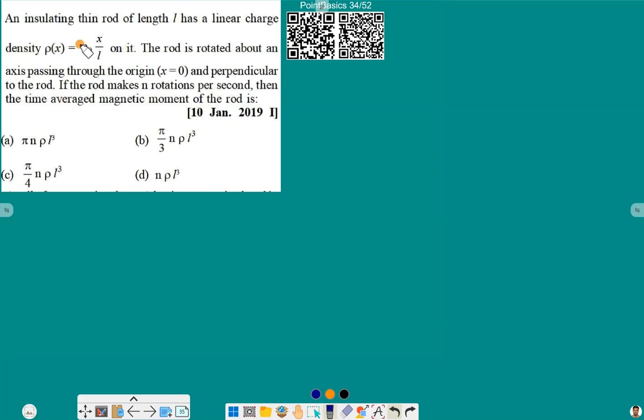An insulating thin rod of length L has a linear charge density given to it. The rod is rotating about an axis passing through the origin and perpendicular to the rod. If the rod makes n rotations per second, the average magnetic moment of the rod is. So we have to find the average magnetic moment, and as here the charge density is variable, so again we have to use the method of integration.